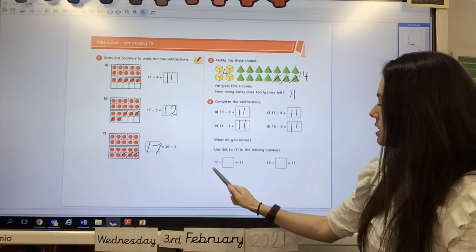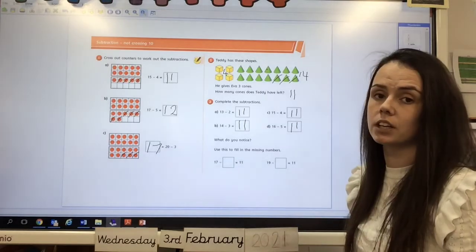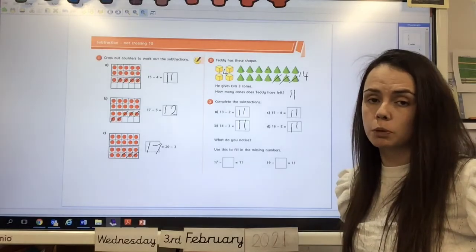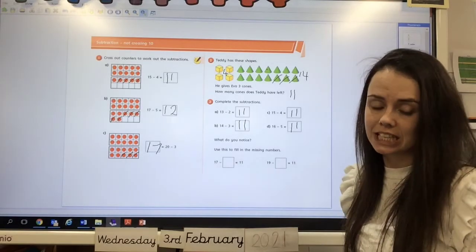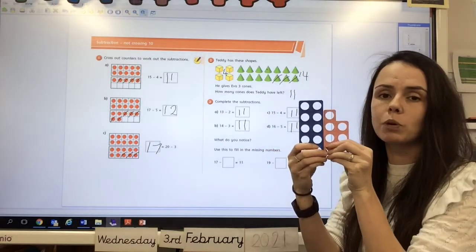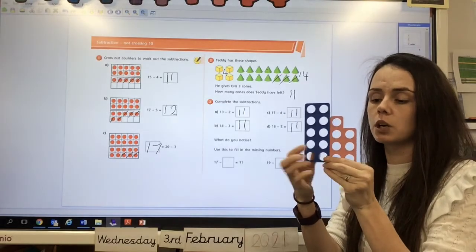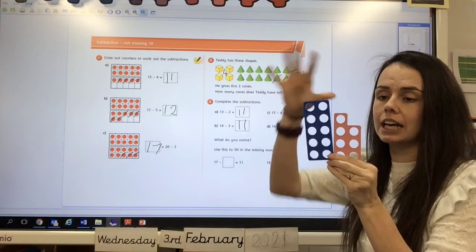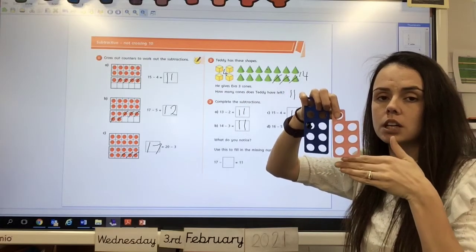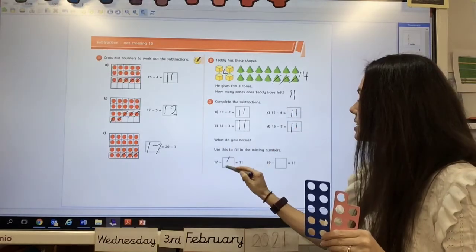So we've got a number sentence here, and it's 17 take away something makes 11. So I am going to get out my Numicon now, and I want you to make 17. So that's a 10 and a 7. And this time we only want 11. So we're going to count to 11. So we know it's 10, 11. How many more have we got? 6. Well done. So 17 take away 6 is 11.